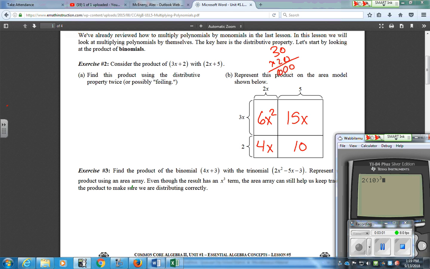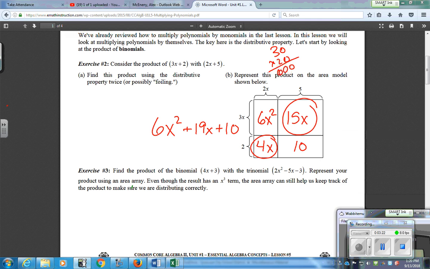And if you get negative numbers, you want to keep track of those in the boxes. But for this one right here, we can combine these two together. So as a final answer expression, we'd have 6x squared. 15 and 4, both positive, give you 19x. And then you have the 10.